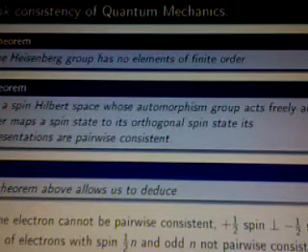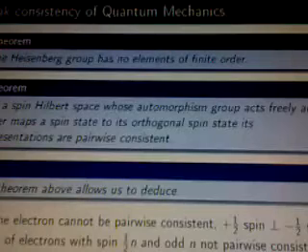Now we come to a second theorem, which is the relativistic case, unlike the previous case. For a spin Hilbert space whose automorphism group acts freely and never maps a spin state to its orthogonal spin state, its representations are pairwise consistent. So the theorem above allows us to deduce that the electron cannot be pairwise consistent, because the exchange antisymmetry maps the minus a half spin to the plus a half spin, or vice versa, and the minus a half and the plus a half spins are orthogonal. Also, tensor products of electrons with spin a half and odd n are not pairwise consistent either. And the consequence of this is that free radicals cannot be pairwise consistent.